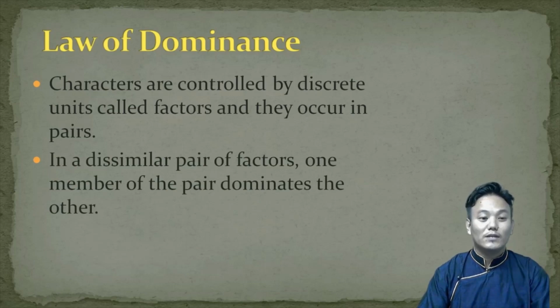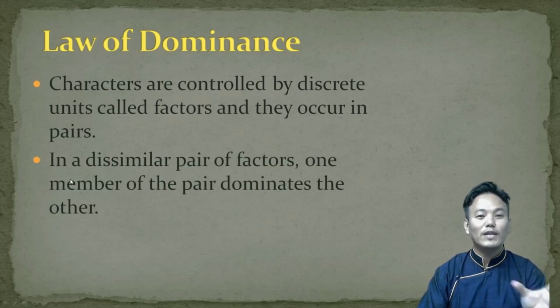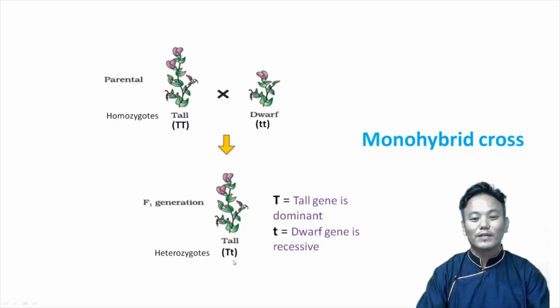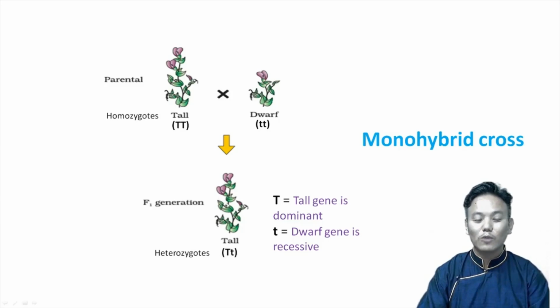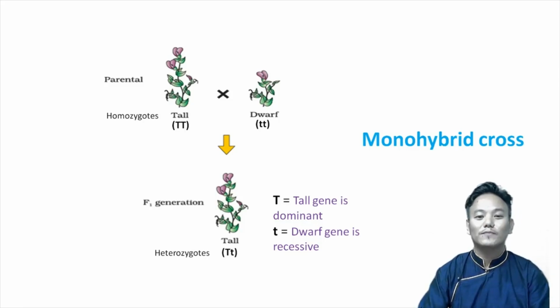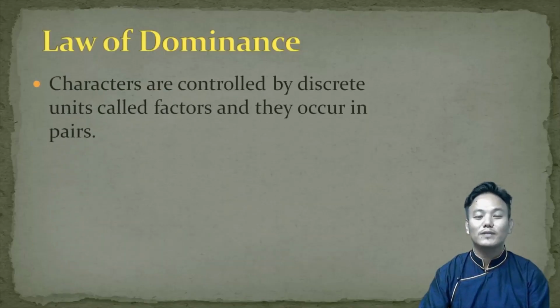In continuation of the explanation of the law of dominance: in a dissimilar pair of factors, when an individual is a heterozygote, one member of the pair dominates the other. So let's go back. Look over here. In this particular case, this tall plant has a dissimilar pair of factors. One is capital T and one is small t. And in this case, the capital T, which is the tall gene, dominates the dwarf gene. So the dwarf gene is masked by the tall gene. This is what the law of dominance states.